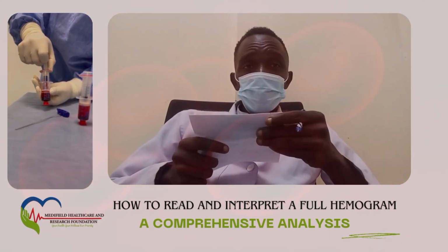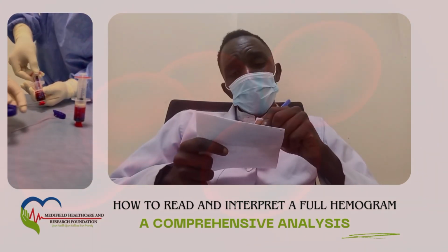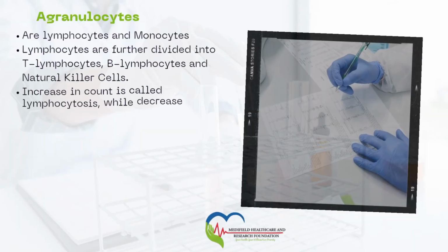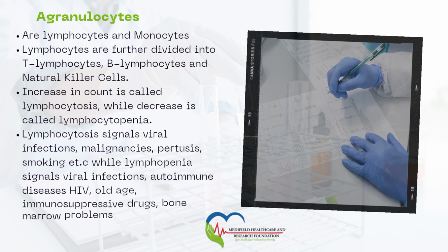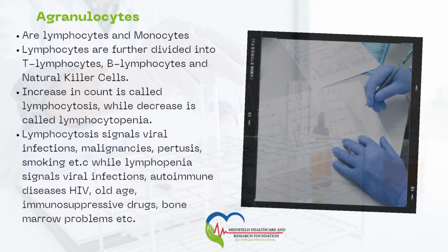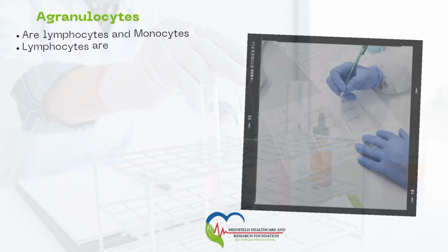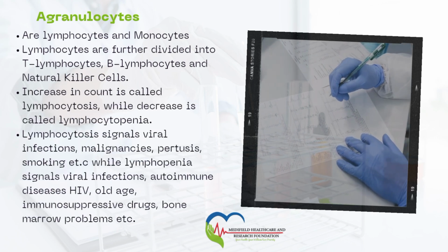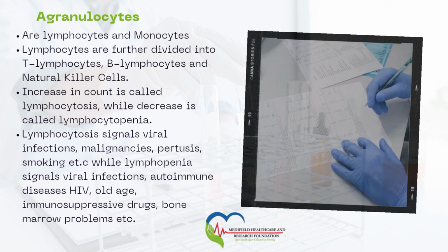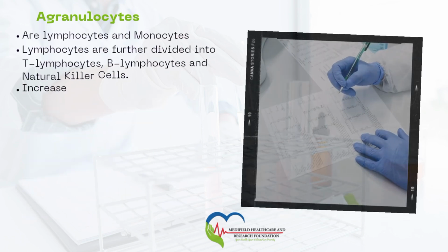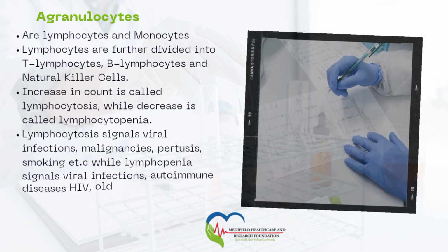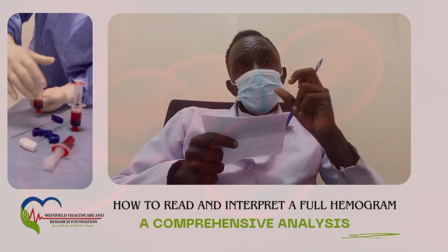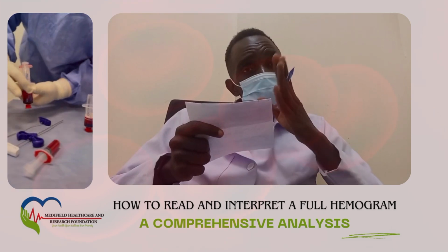When we have an elevated lymphocyte count, it's called lymphocytosis. If it's low, it's called lymphopenia. Lymphocytosis indicates a viral infection like whooping cough, all those viral infections, especially those of the respiratory tract. We'll always see them marked with lymphocytosis. And then there is also an element of malignancies that could be captured in lymphocytosis, and smoking could also lead to an increased lymphocyte count.